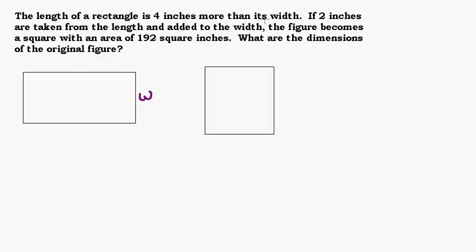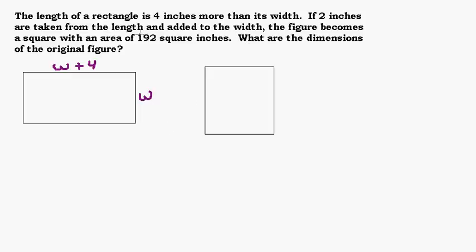Now, the length we know is 4 more than that. So how are we going to write that algebraically? If we know that the width is W, the length is 4 more than that, hopefully you said W plus 4. Or 4 plus W, same thing. Okay, that's good. We've got a good start. Let's look at what happens next.